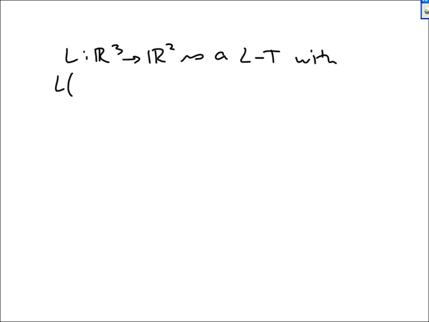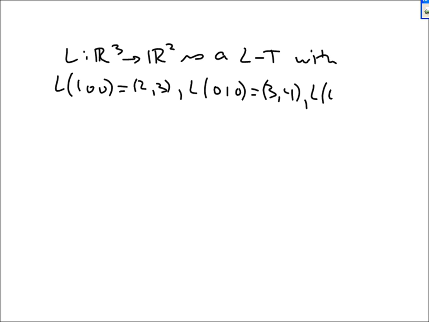Okay. Now, suppose L is a linear transformation from R3 to R2. This is a linear transformation where we know that L of (1, 0, 0) is (2, 3), and L of (0, 1, 0) is (3, 4), and L of (0, 0, 1) is (5, -3).